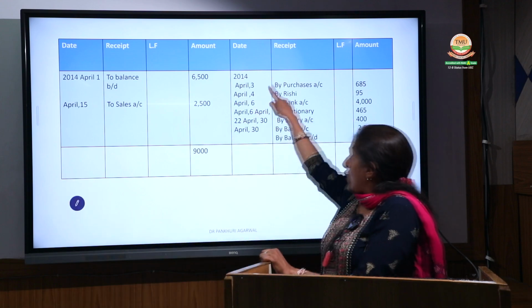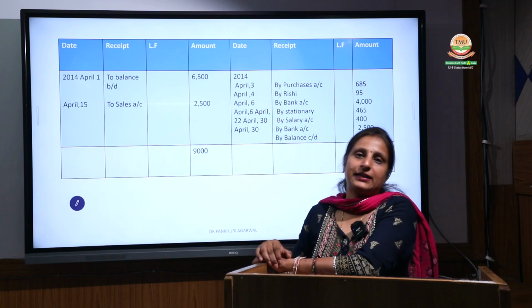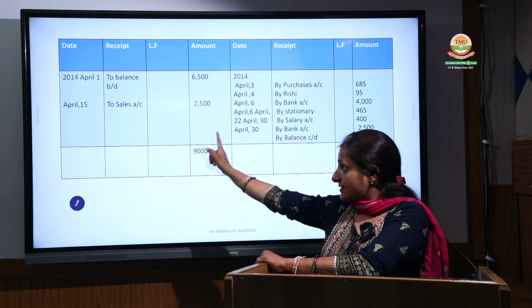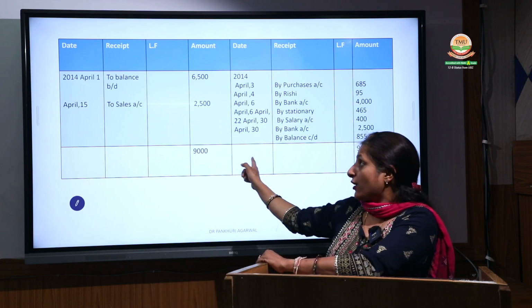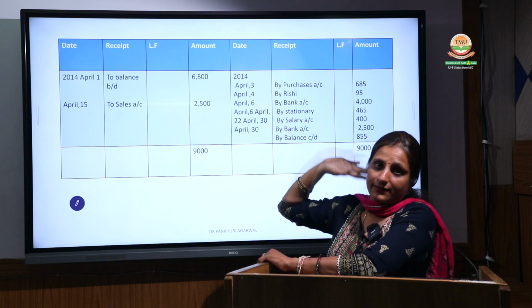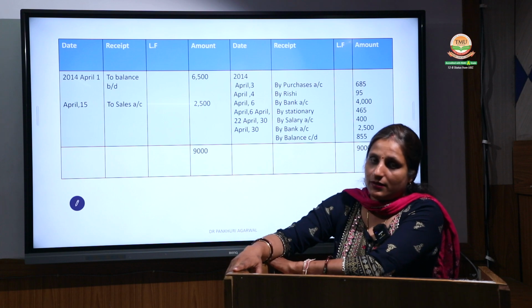Therefore, all accounts come in the credit side. So this is the debit side, this is the credit side, this is the receipt side, this is the payment side. All receipt entries will come on the debit side, all payment entries will come on the credit side. Now what next? What do we do next?